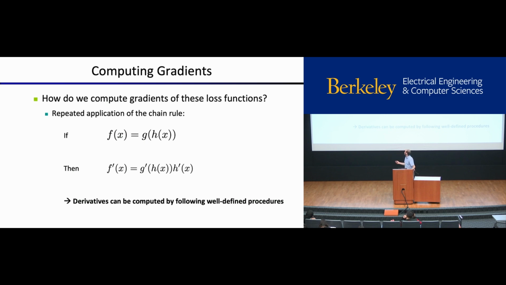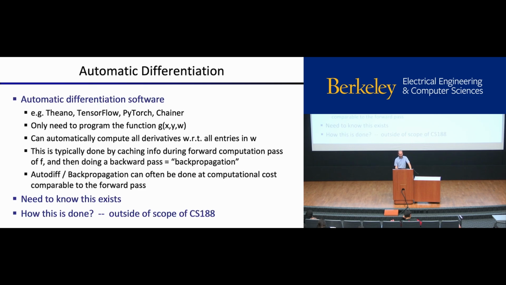I don't know if you guys remember from calculus, if you have some function that's a function of another function of a thing, the gradient takes this form. So f prime of x equals g prime of h of x times h prime of x. So all these derivatives, there are basic procedures to compute them. And we can use automatic differentiation software to do it.